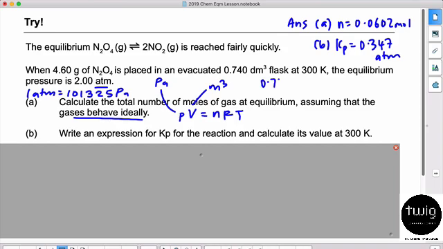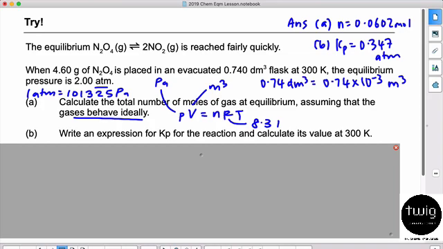So 0.74 dm cube, if you change to meter cube, is 0.74 times 10 to the power minus 3 meter cube. Change it to meter cube, and then you can find out the n. You must make sure your units are correct. R, of course, is 8.31.